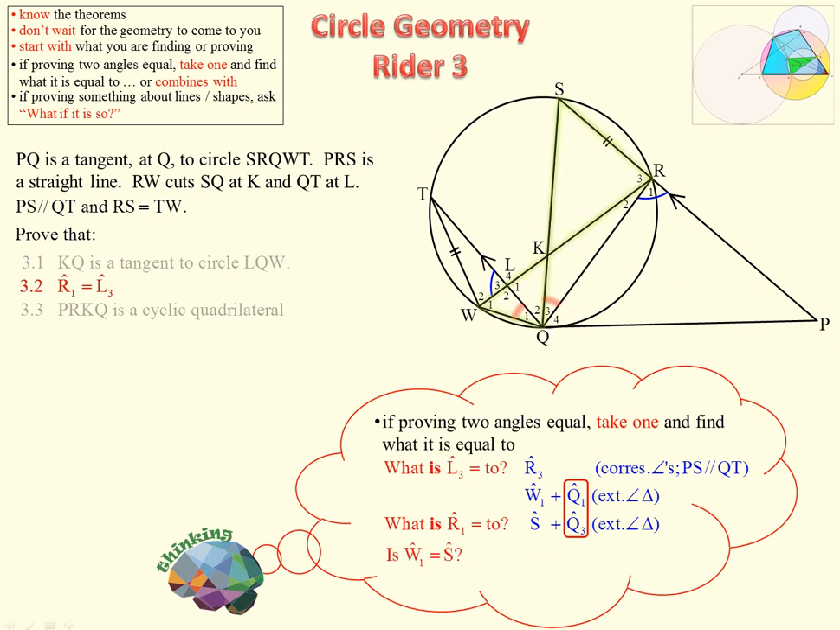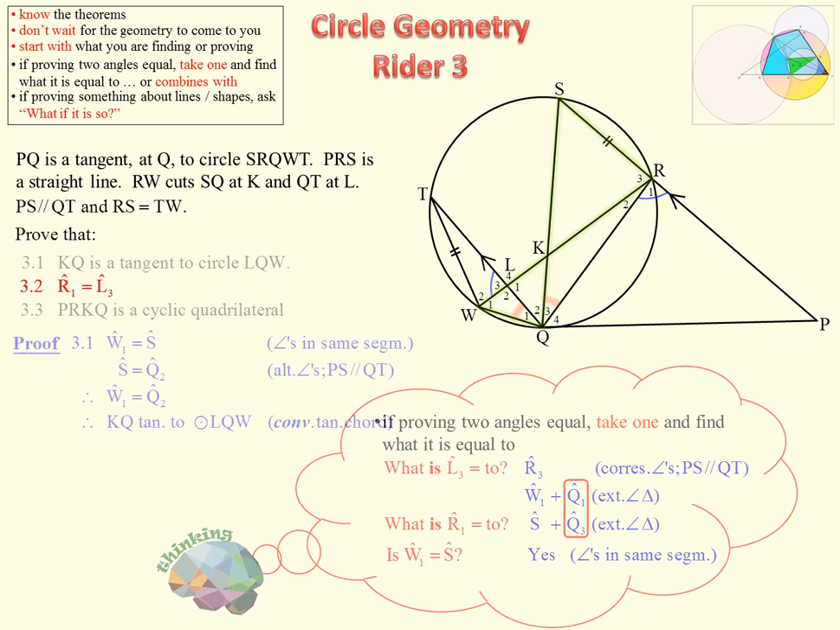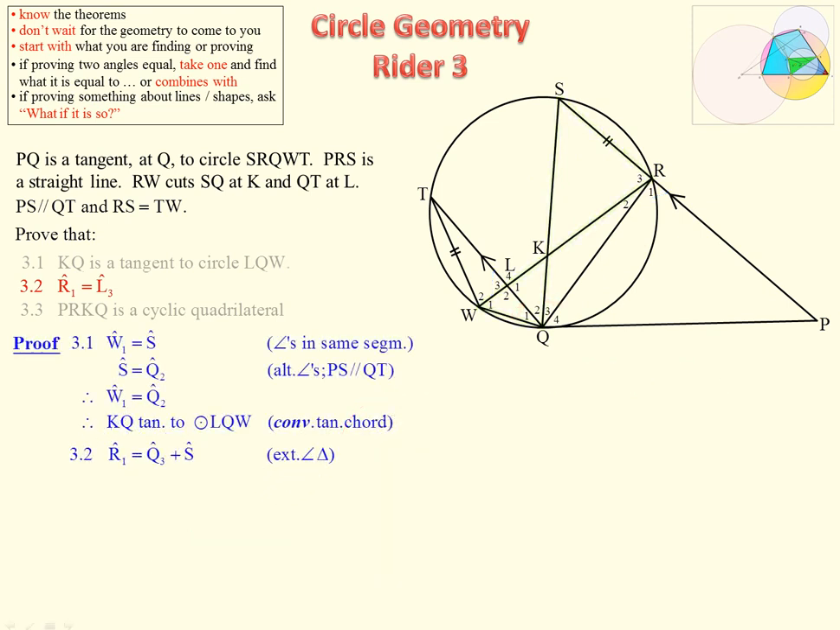So I say, well, is W1 equal to S? If not, then I'd start by saying, well, what is W1 equal to? But have a look at the diagram. There's the big hint in green. Yes, angles in same segment. So let's go about the proof.